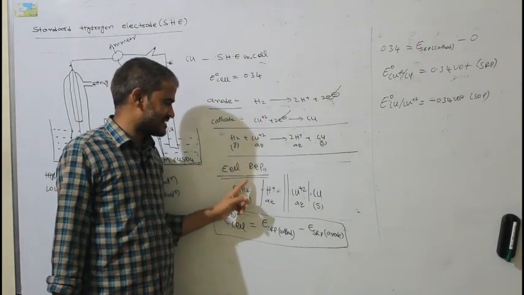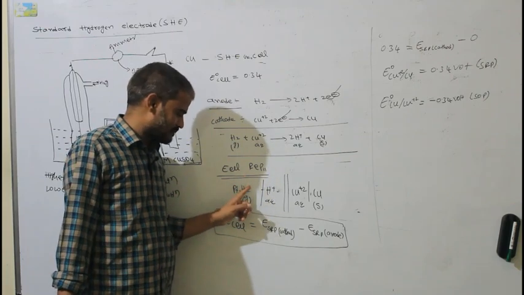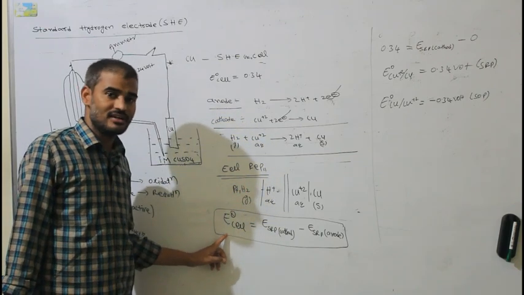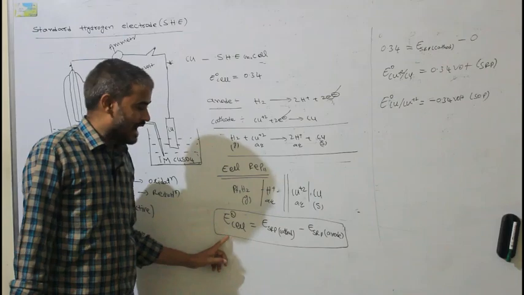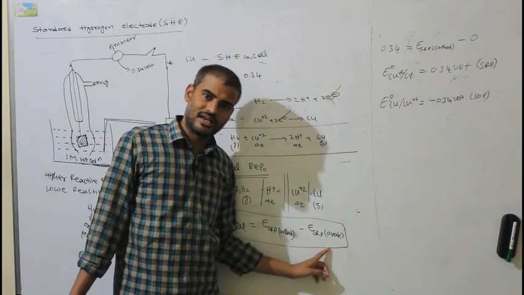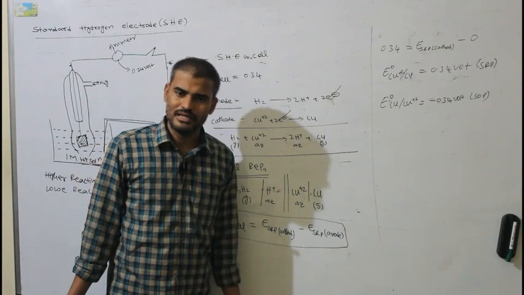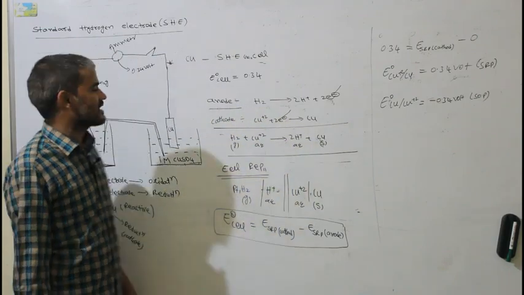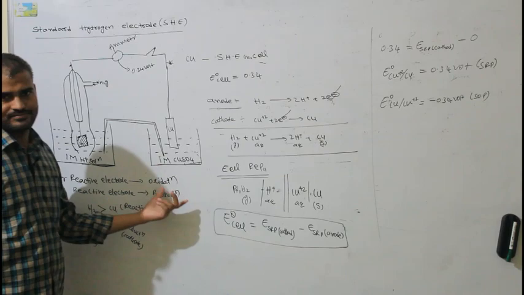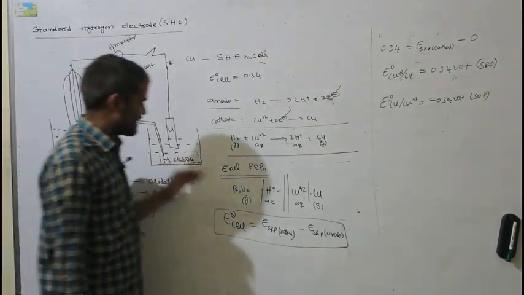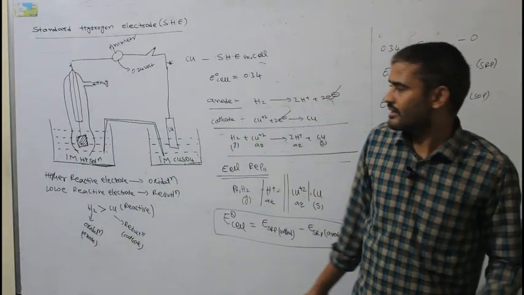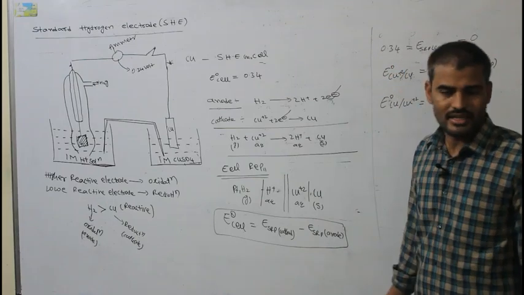After the cell reaction, give the cell representation. From the cell representation, you substitute the values of the standard cell potential, and the hydrogen electrode value will be 0. From there, the standard reduction potential value of the other electrode can be calculated. So whatever electrode you need, you substitute here. This way, we can calculate standard reduction potential values of any electrode.